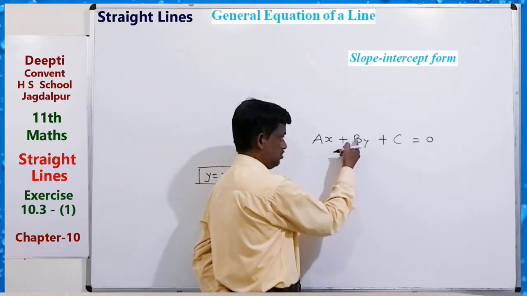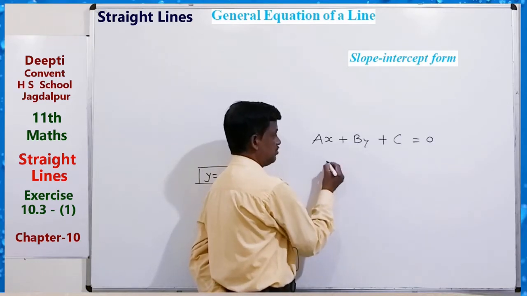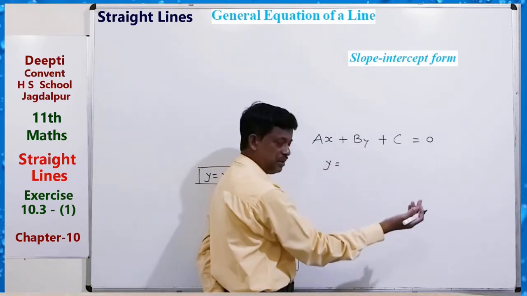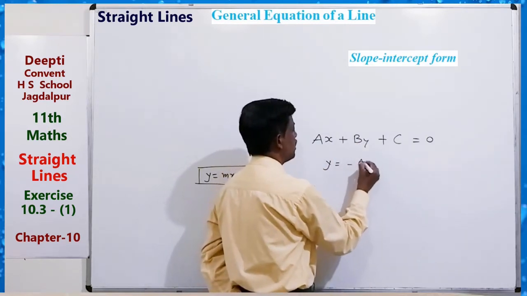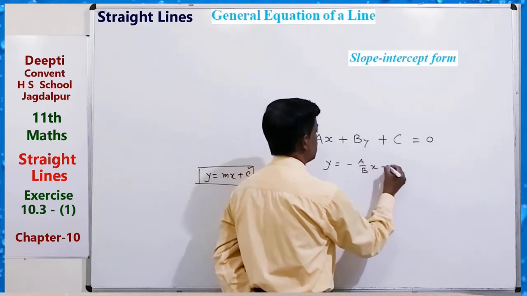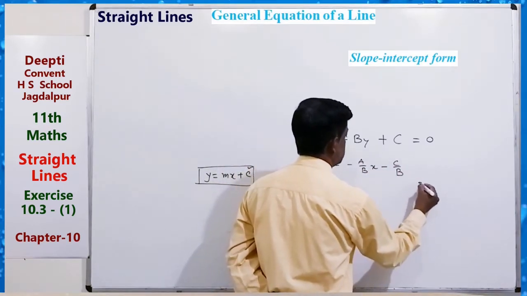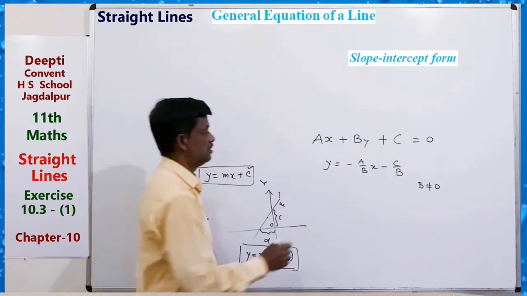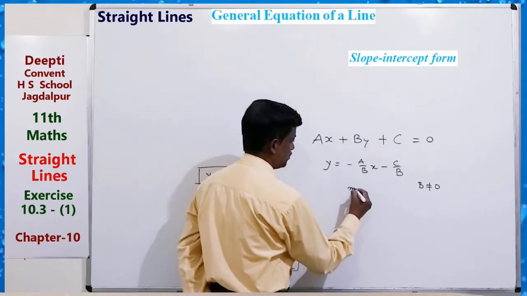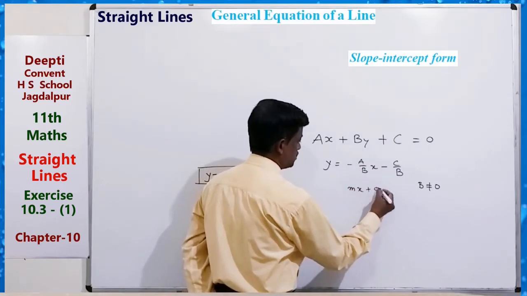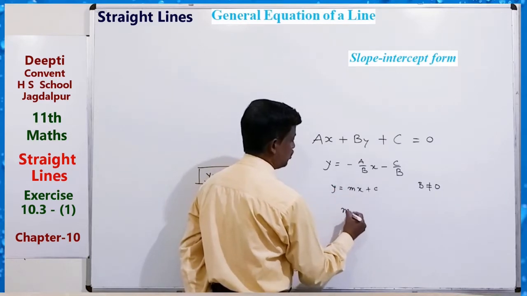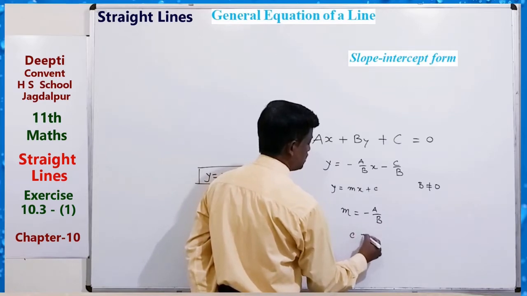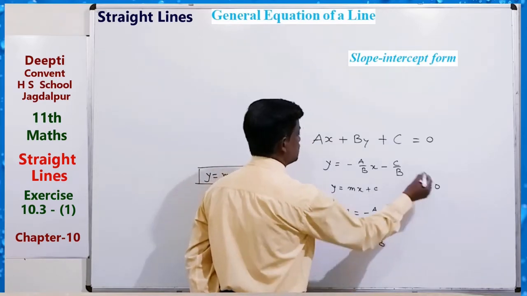So here, for writing y equals, if b is not equal to 0, then we can transfer to the right hand side and divide by b. So we can write y equals minus a by b x minus c by b, if b is not equal to 0. This is the form y equals mx plus c. Here the slope is given by minus a by b and the y-intercept is minus c by b, if b is not equal to 0.